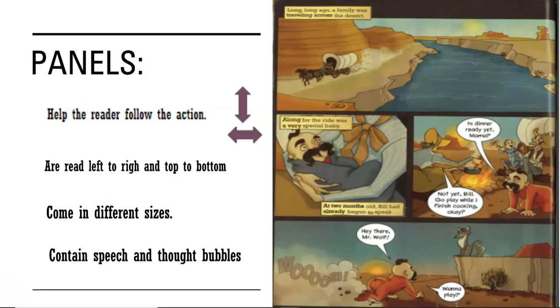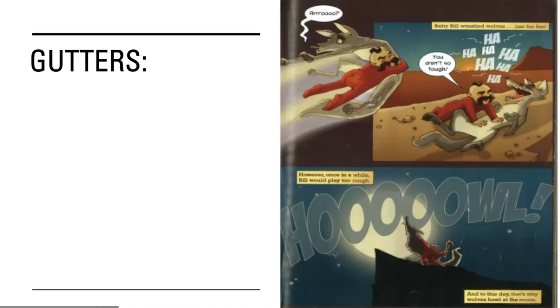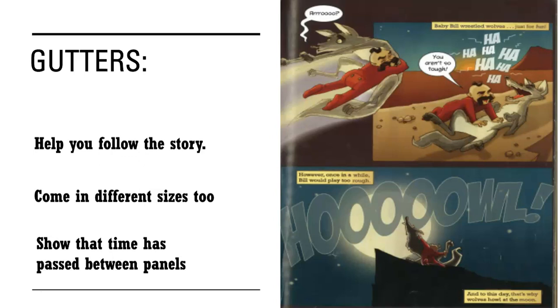Okay. Now, let's move from the panels to that panel's best friend. Let's move on to gutters. Okay. Gutters, remember, are the blank spaces between the panels. Okay. But even though they don't contain any art, they do help us quite a bit. They help you follow the story by knowing when a scene ends and another begins. They come in different sizes too, based on how the author and the illustrator want to pace the story and what kind of experience they want you to have, as far as wait time. And they show that time has passed between panels.